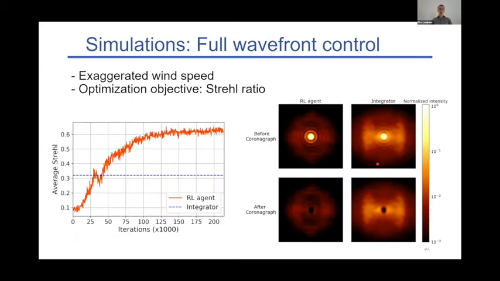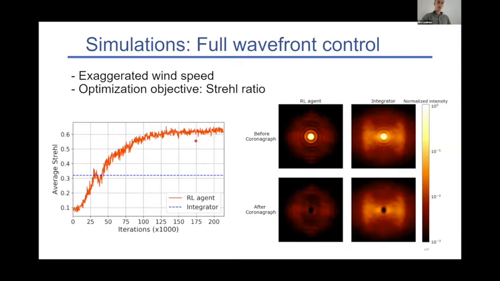So then we tested the algorithm for full wavefront control. I simulated an AO system and I exaggerated the wind speed so that the dominant error term is due to the wind flow. I used a single layer atmosphere. As optimization objective, I used the short exposure Strehl ratio on the focal plane.